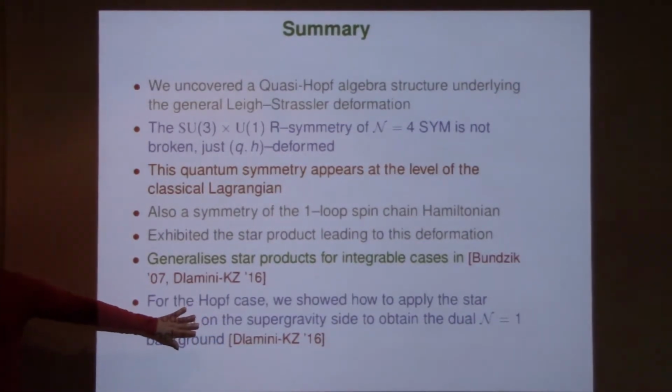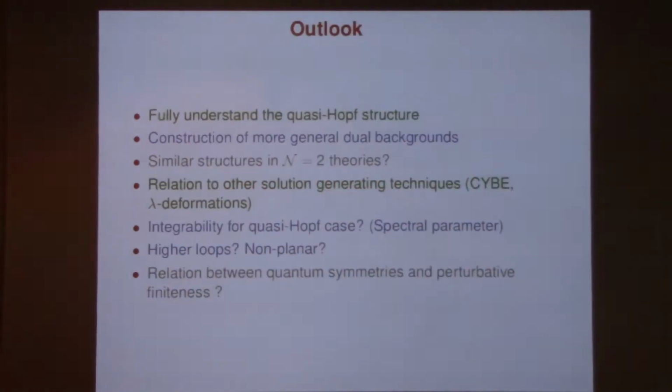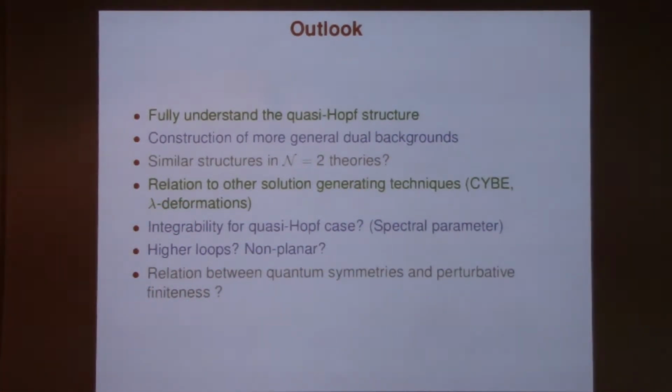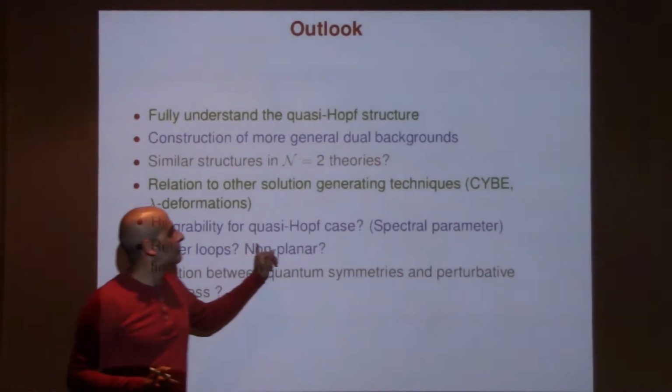But the hope is there that maybe by using the star product, eventually, if you fully understand the quasi-Hopf structure, you might be able to construct more general dual backgrounds. So for instance, the H background, which is still unknown, the pure H background. And you can think of whether similar structures might arise in other theories. Are there relations to other kinds of solution generating techniques that have appeared recently in the literature, like the classical Yang-Baxter equation and so on? Like, can you use this to actually generate some new solutions in supergravity, knowing the actual symmetry of the gauge theory? Integrability, of course, was shown not to be there.